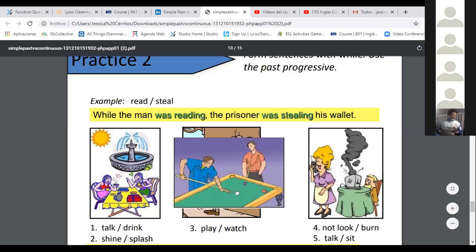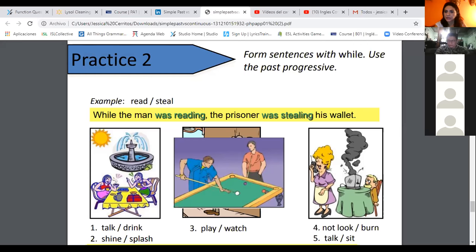Let's do the last one, number four. Not look and burn. Ellie, not look and burn. Burn is como quemar. I wasn't looking when my bread burned, all right? Or my bread burned, okay?